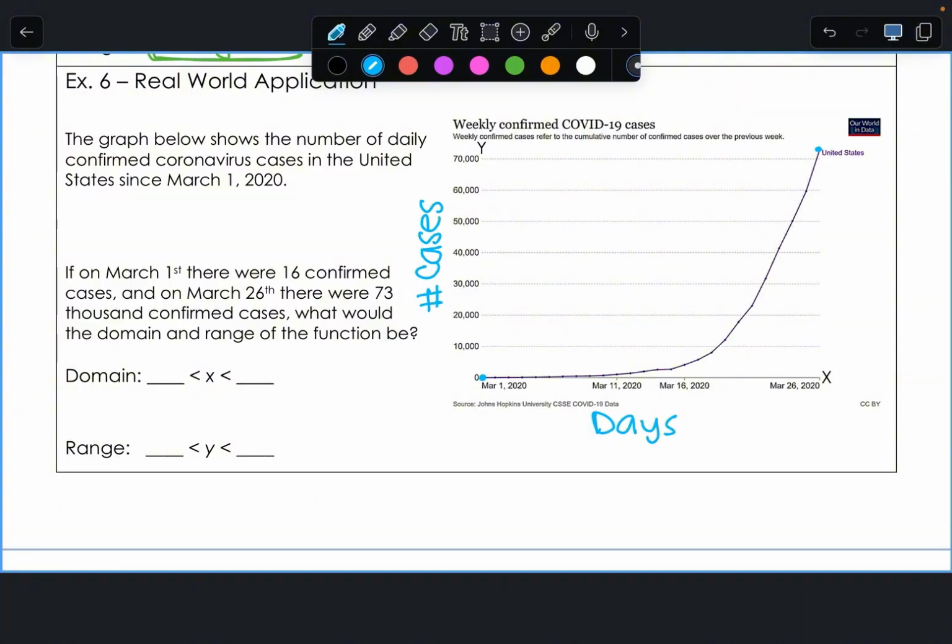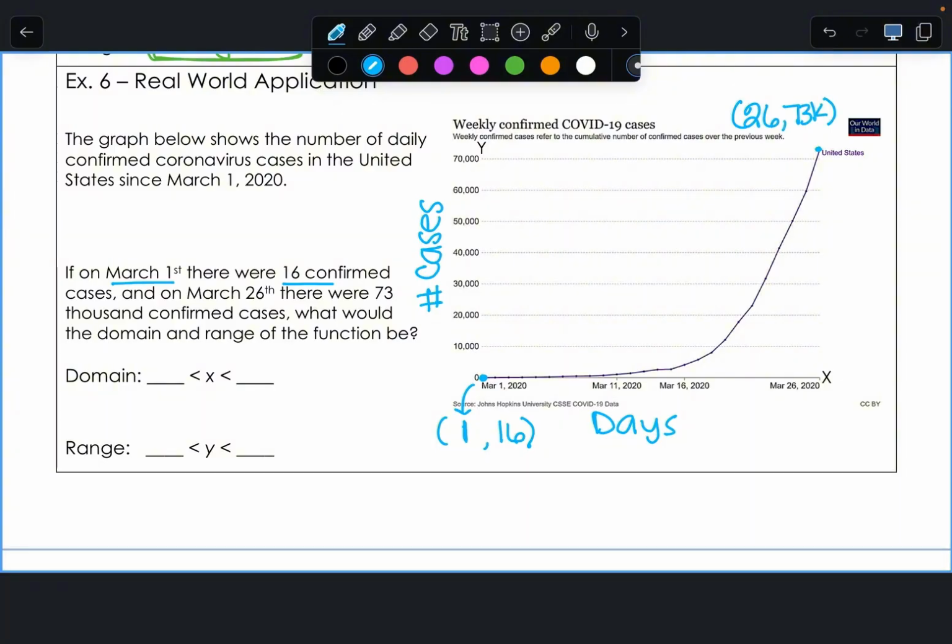So, the very first data that we got, remember, can you have COVID if nobody ever gets infected? No. You have to start with what? At least 1. But on March 1st, how many confirmed cases? 16. So, first day, 16 confirmed cases. And then what would the top number be? What day is that last? March 26th. 73,000. So I'm just going to write 73K. Take the lazy way out.